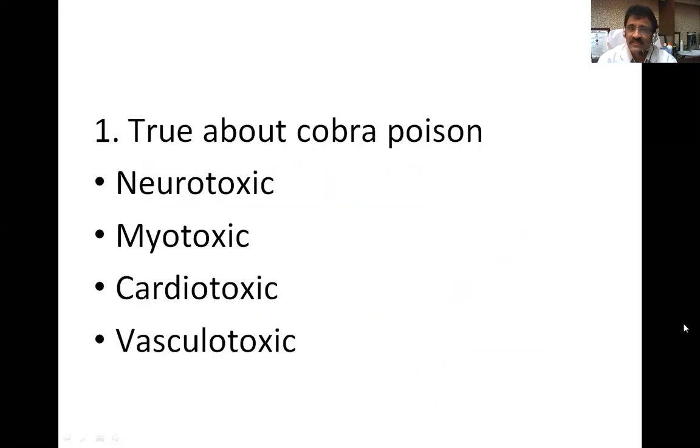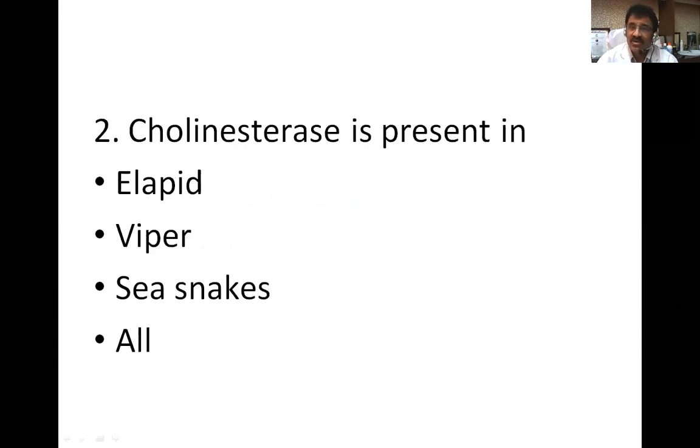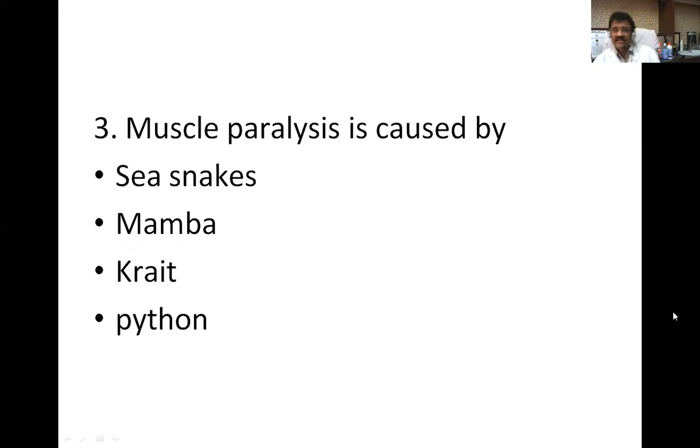And question number one is, what is true about the cobra poison? Because we are comparing this with the scorpion also. So what is true about cobra poison? The cobra poison is neurotoxic. And cholinesterase is present in which type of snake? Because cholinesterase is an enzyme of the snake, which is for the synapse, you must be remembering acetylcholine. But naturally it is a neurotoxic poison, so it is present in the elapid type of snakes. And muscle paralysis is caused by sea snakes, because sea snakes are myotoxic.